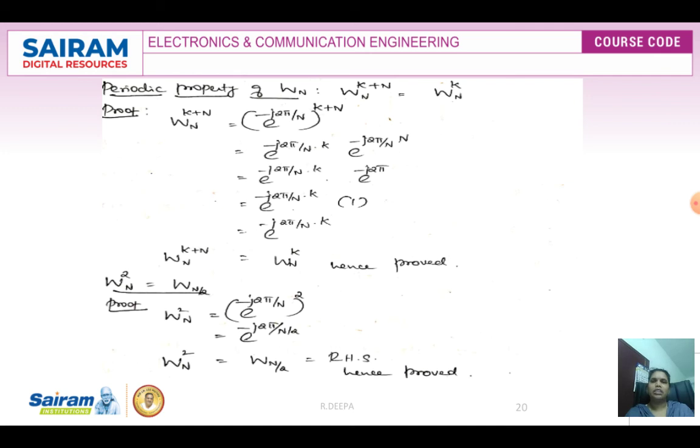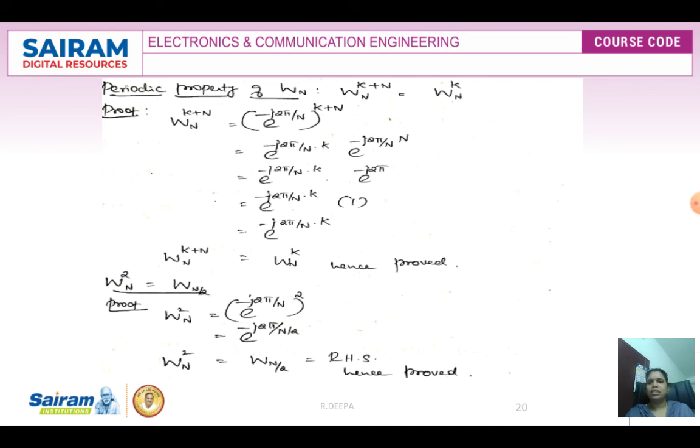So we are getting e power of minus j 2 pi k by N into e power of minus j 2 pi. The value of e power of minus j 2 pi is 1, and multiplying this 1 with that, we'll be getting e power of minus j 2 pi by N into k. So in this, e power of minus j 2 pi by N is W_N, and whole power of k. So this is equal to the right hand side of the equation. Hence we have proved the periodic property of the twiddle factor.